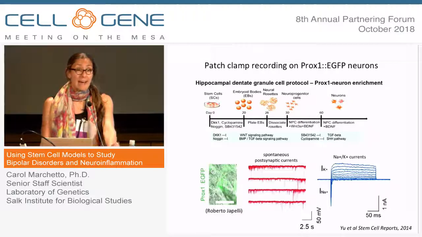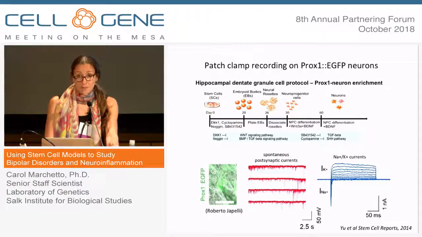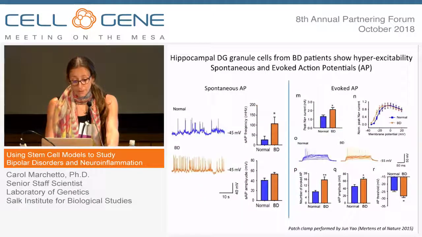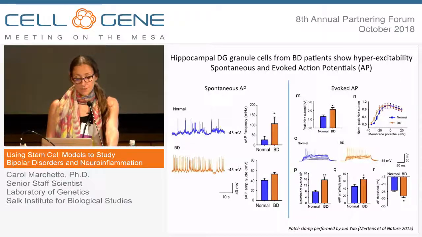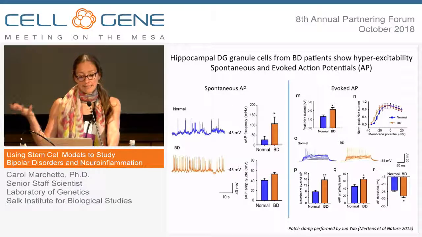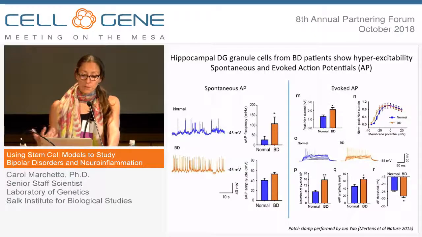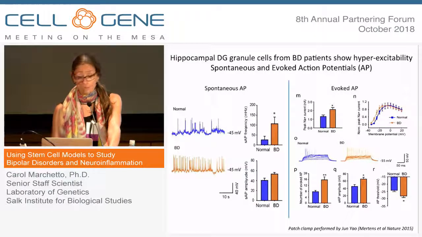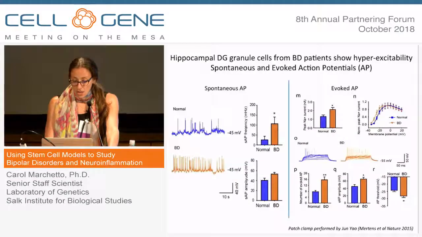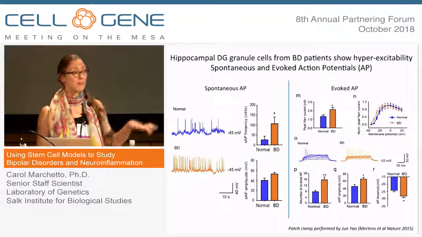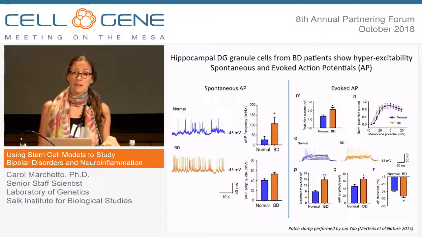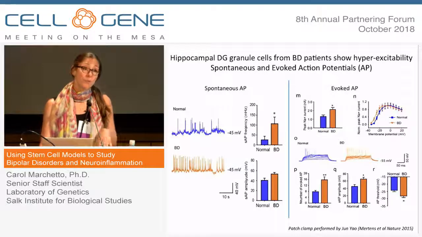Jun Yao then patched those neurons from bipolar patients that were either responders or non-responders to lithium treatment. And what he noticed at first was that the hippocampal dentate gyrus granular cells from bipolar patients show hyperexcitability. He measured that by both spontaneous as well as evoked action potentials. More interestingly, he also noticed that lithium treatment changed the hyperexcitability only in patients that were responding to lithium.